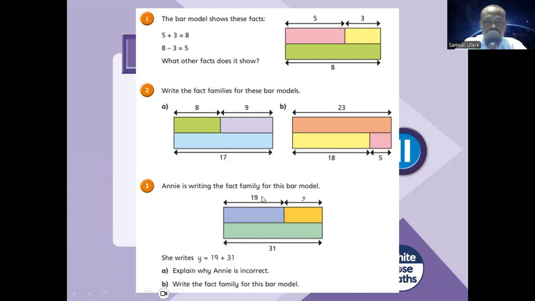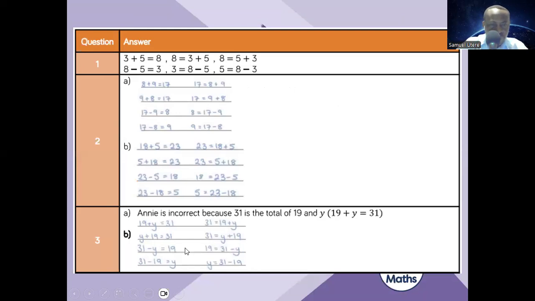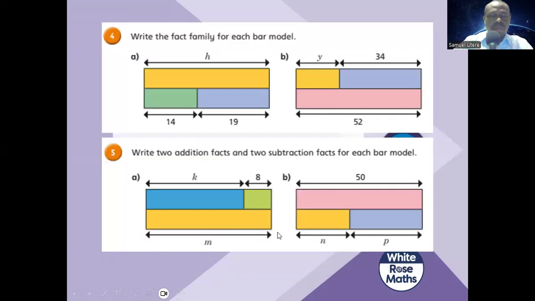Annie is writing the fact family for this bar model. She writes y is equal to 19 add 31. Of course, you know that's wrong because 31 is equal to 19 add y. And then if we write all the fact families, you see that Annie is incorrect. And here's the answer. See, these are all the fact families. Okay. Here are questions 4 and 5.